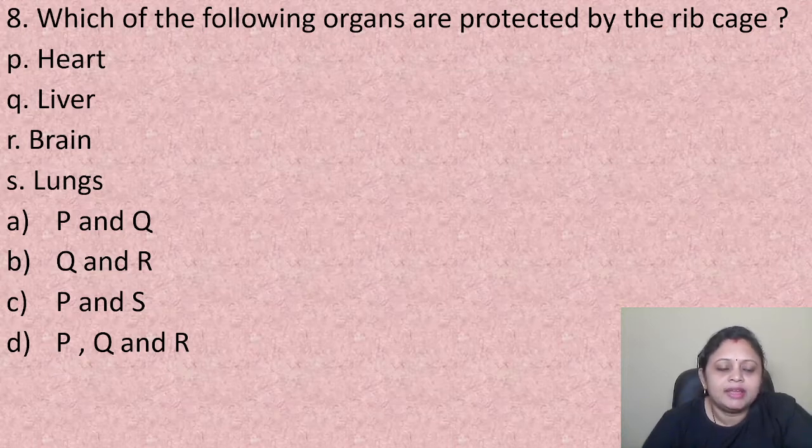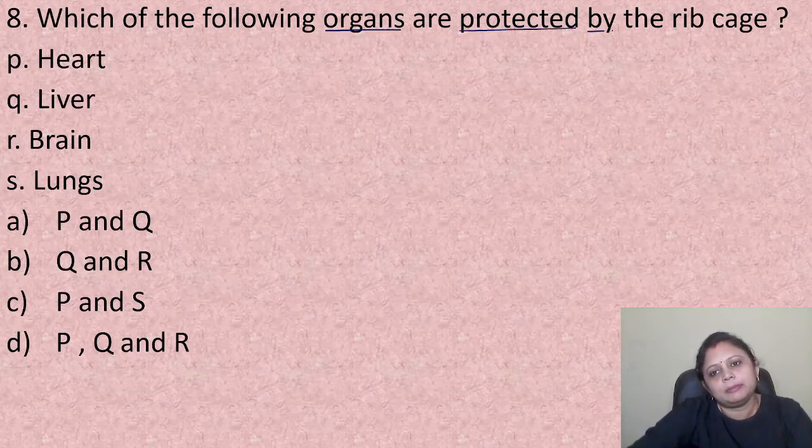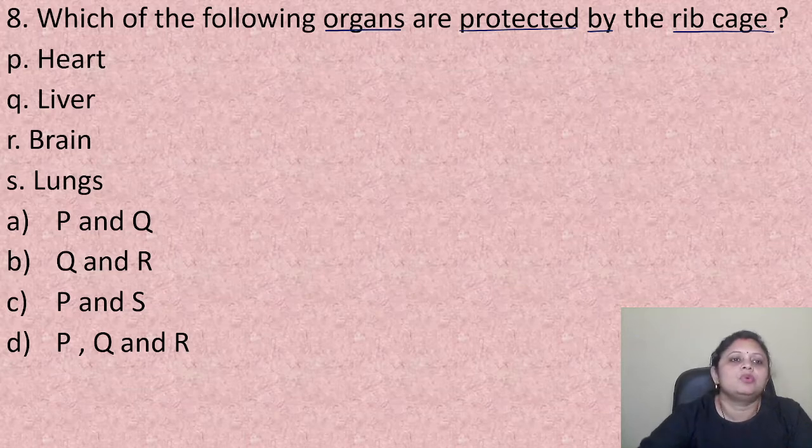R, brain. S, lungs. Option A, P and Q. B, Q and R. C, P and S. D, P, Q and R. So which of the following organs are protected by the rib cage? Okay, so protected by the rib cage.